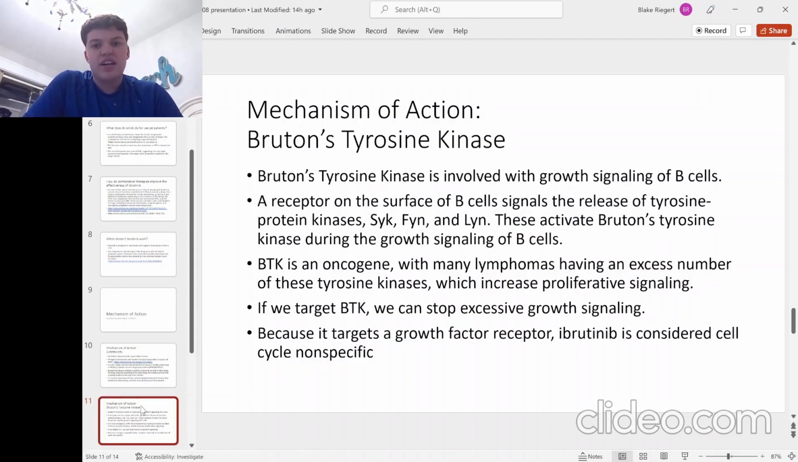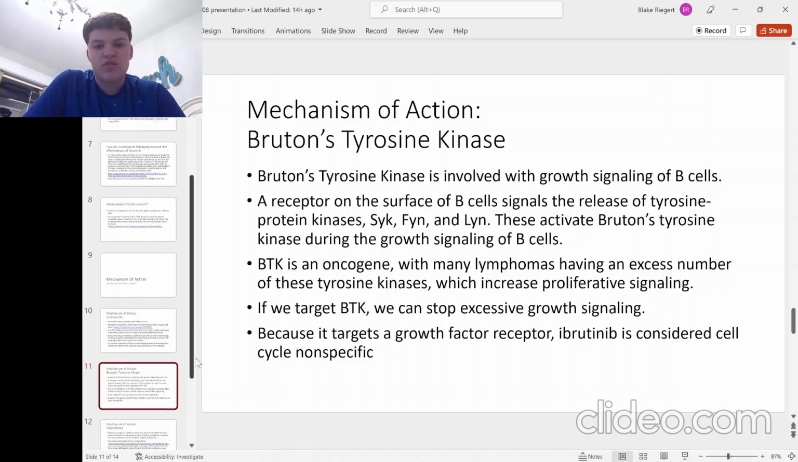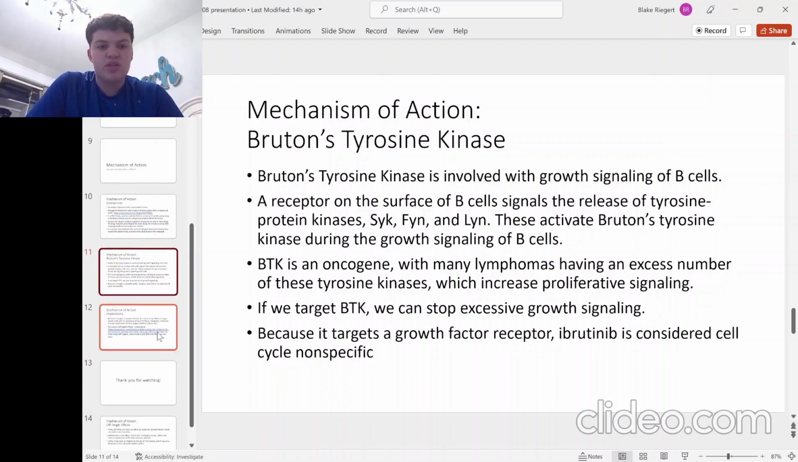Bruton's tyrosine kinase is involved with growth signaling of B cells. A receptor on the surface of these cells signals the release of tyrosine protein kinases SYK, FYN, and LYN, and these activate Bruton's tyrosine kinase during the growth signaling of B cells. Bruton's tyrosine kinase is an oncogene, with many lymphomas having an excess number of these tyrosine kinases, which increases proliferative signaling, and allows us to target it specifically. Because it targets a growth factor receptor, ibrutinib is a cell-cycle non-specific treatment.